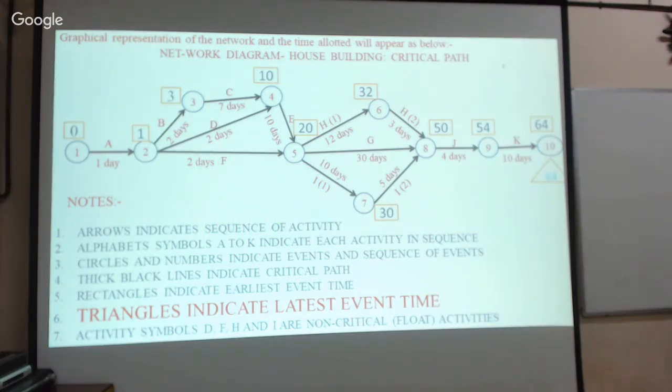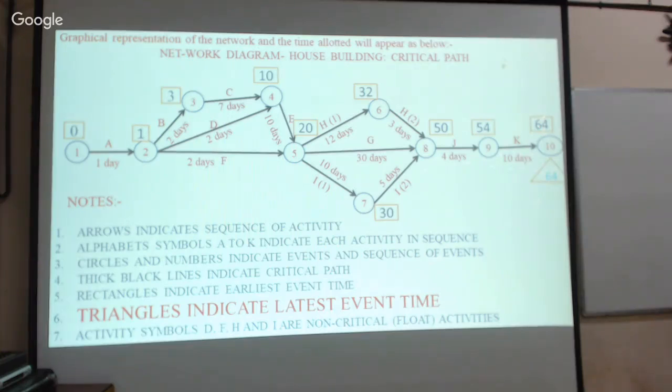Now see, this is the forward calculation. We have added 0, 1, plus 3, plus 10, plus 20, 32, like we have calculated here. Whereas here, in the backward calculation, we keep subtracting. Now, let us see how to do this. There is a difference between the earliest event time and the latest event time. Let us see where we will get a difference and where we will get the same.